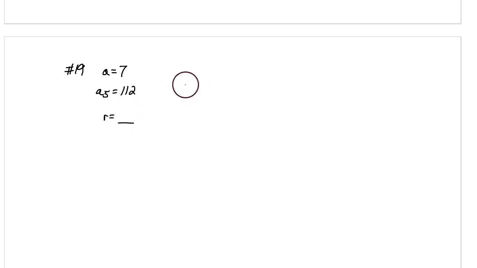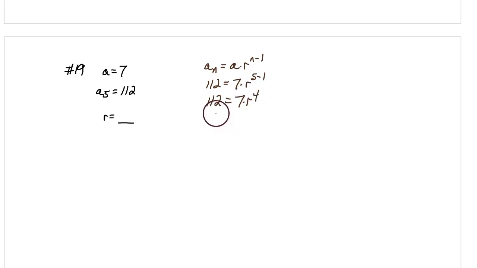So to figure out r, let's use our general formula for a geometric series. A sub n equals a times r to the n minus 1. And for a sub n, let's put in 112, realizing we mean the fifth term. The letter A is 7. And so for n, it's a 5. This is 112 equals 7 times r to the 4th. Now divide both sides by 7. 16 equals r to the 4th.